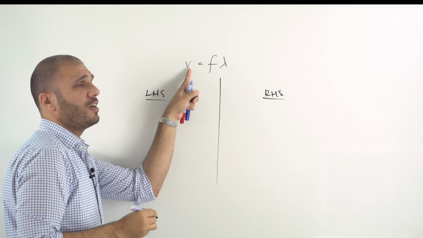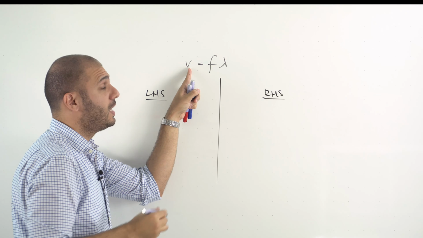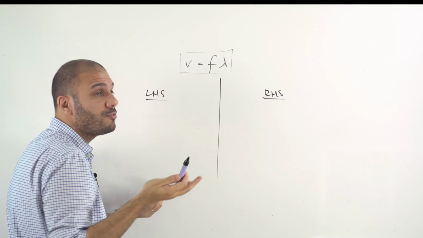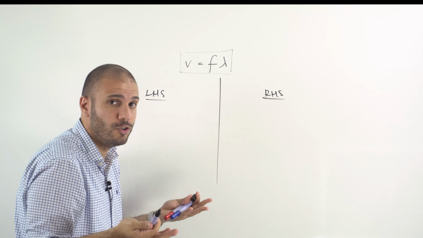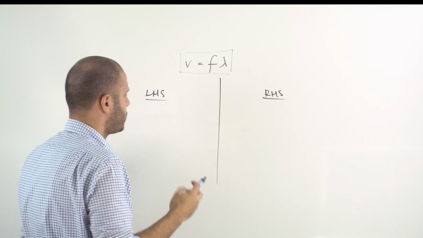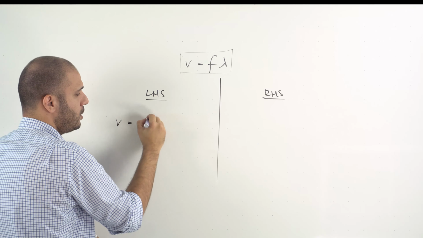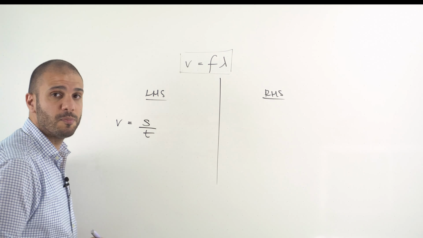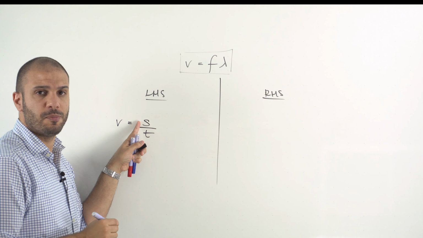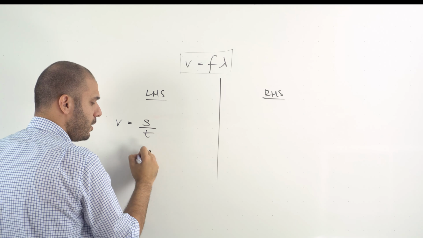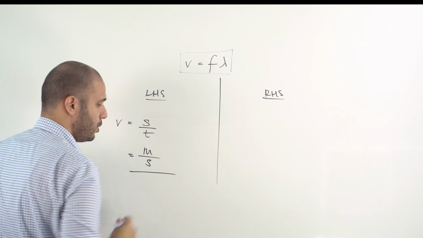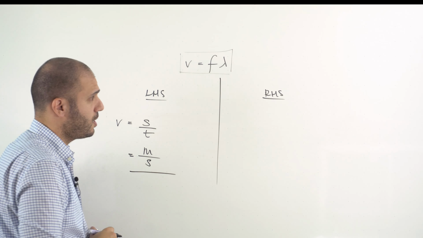So for the left hand side, we need an equation for velocity. An equation which is not this one, obviously, because we have to assume we don't know whether it is correct or not. So we need to choose an equation that we know is correct. And for velocity, there's a very simple equation which we can use, that is displacement on time. Now, the unit for displacement is the meter, and the unit for time is the second, and that is all we need to do on the left hand side.